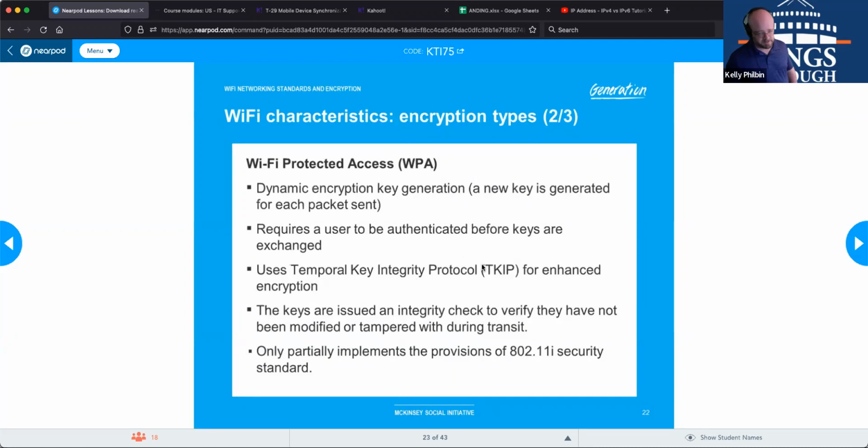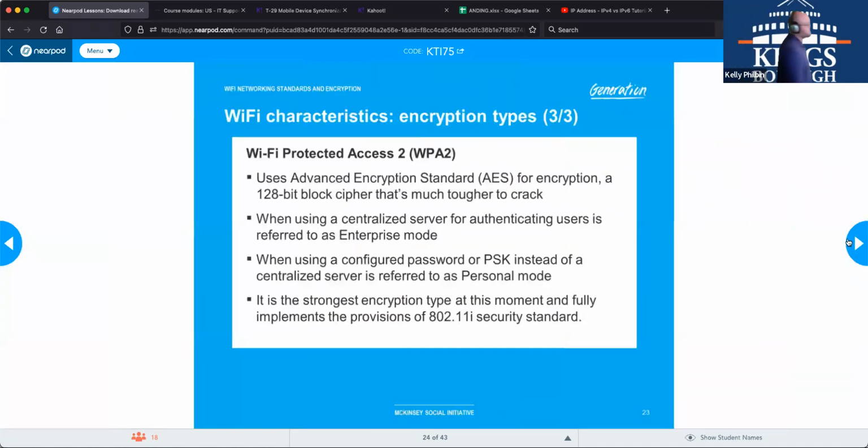Slightly better than WEP, utilizes TKIP. WPA2 utilizes AES, or Advanced Encryption Standard. Most modern and secure form today. Questions so far?